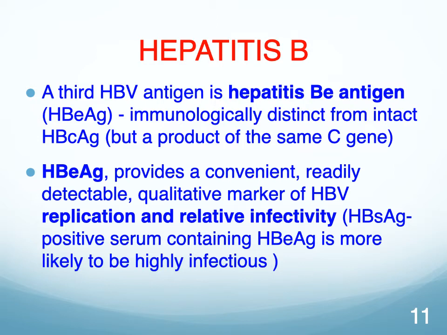Among those, the E antigen is a qualitative marker of HBV replication and relative infectivity. It only means that if you cannot afford the viral DNA level of your patient, this is a surrogate marker of the infectivity. You have to remember this. This might come out in the exam. The E antigen is the qualitative marker of HBV replication and relative infectivity.